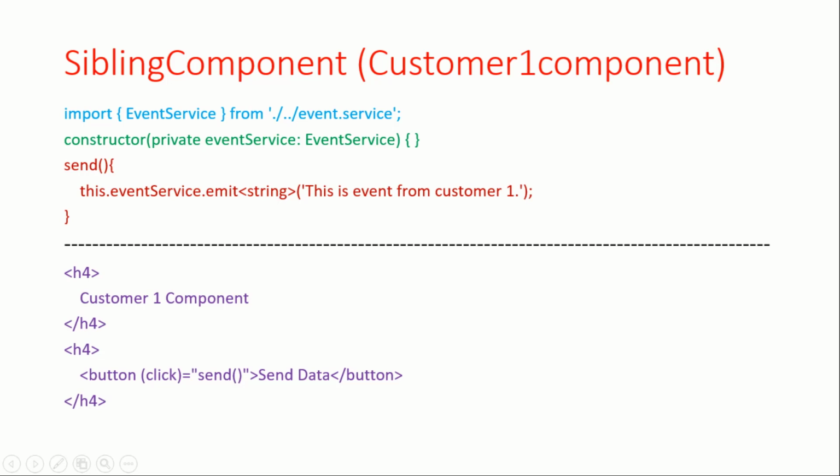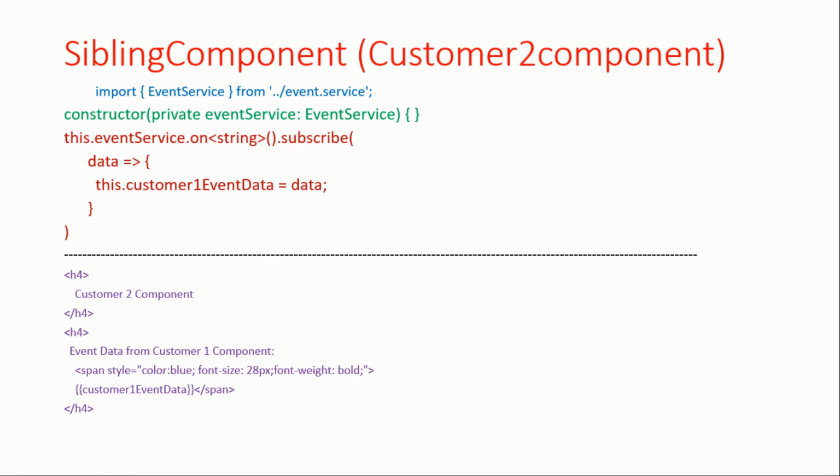This is event from customer one. In the HTML file of the customer one component we have a button with a click event. I have created the send method here, and I am calling this send function from the send data button. Once I click on this button, it is going to emit this data from customer one to customer two. How will we subscribe to this customer one data on customer two?